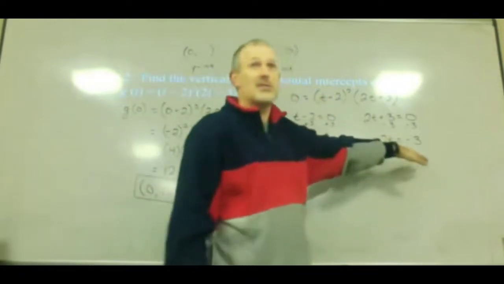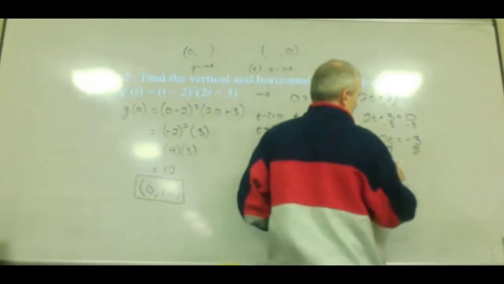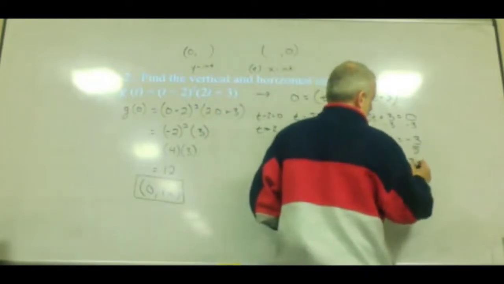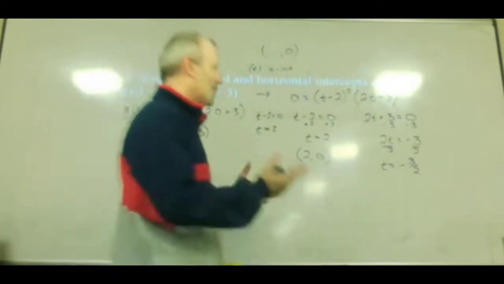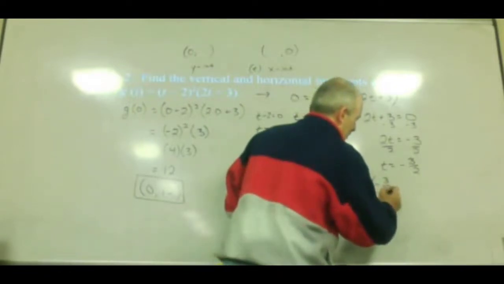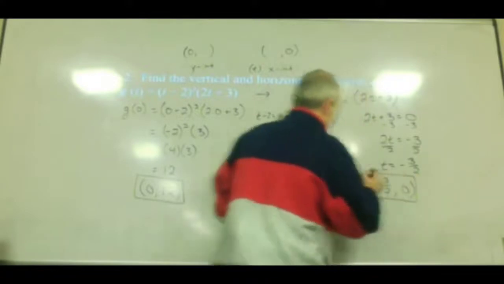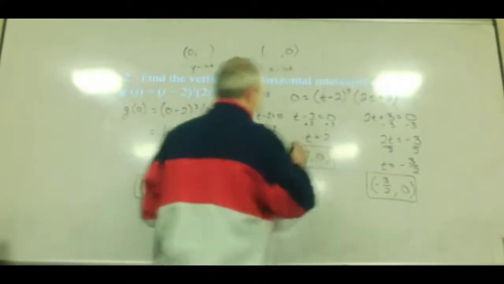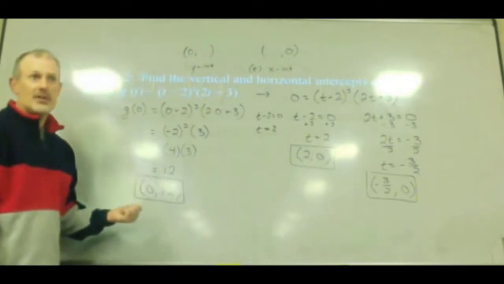How do we finish this one up? Divide by 2. So t equals negative 3 over 2. And if you want to change that to negative 1.5, that's fine. Negative 1.5 if you do it on a calculator. But I'm just going to leave it as (negative 3/2, 0). So here are our 2 horizontal intercepts. And then here was our vertical intercept.